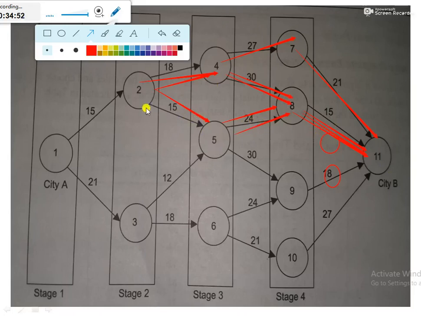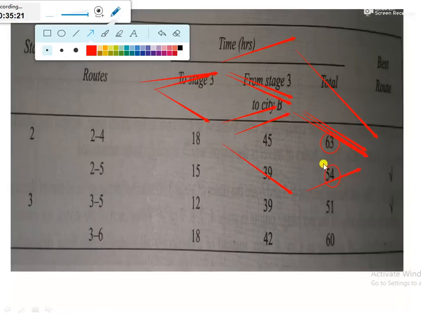The other route can be 2 to 5, 5 to 9 and 9 to 11. The total time taken from this route would be equal to 30 plus 18, that is 48, plus 15, 63. So this route is smaller than 2 to 5 to 8 to 11, as it is taking only 54 hours. So we are going to consider this one, 54 hours.